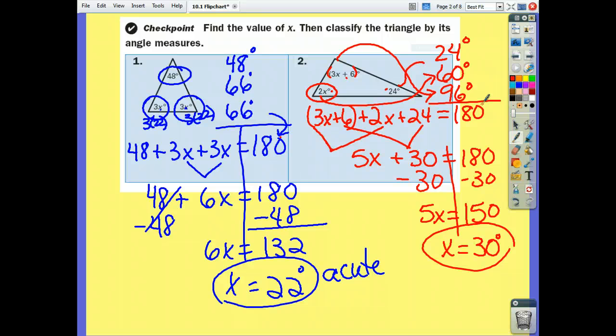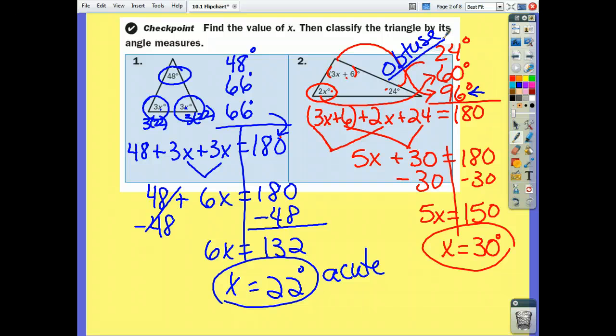Raise your hand if you think it's a right triangle. Good, nobody has their hand up because there's not one that is exactly 90 degrees. How about obtuse? Everybody's hands up. Good. Why is it obtuse? What angle in here makes it obtuse? This 96 right here makes it an obtuse triangle. So our answers here: x equals 30. Here are all my angles of the triangle, and then we classified it as obtuse.